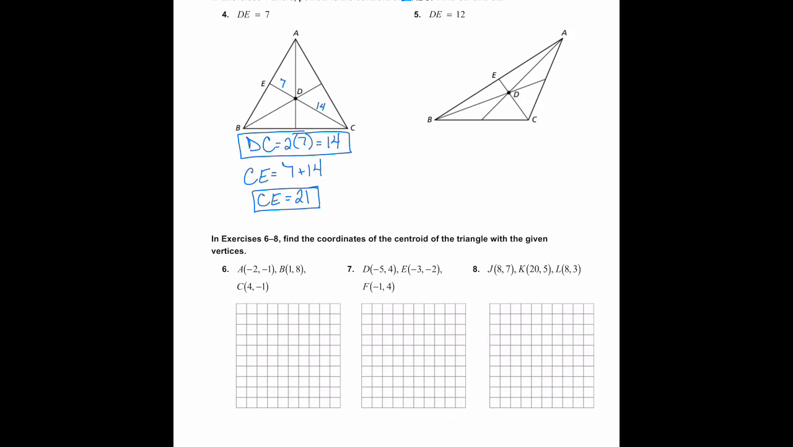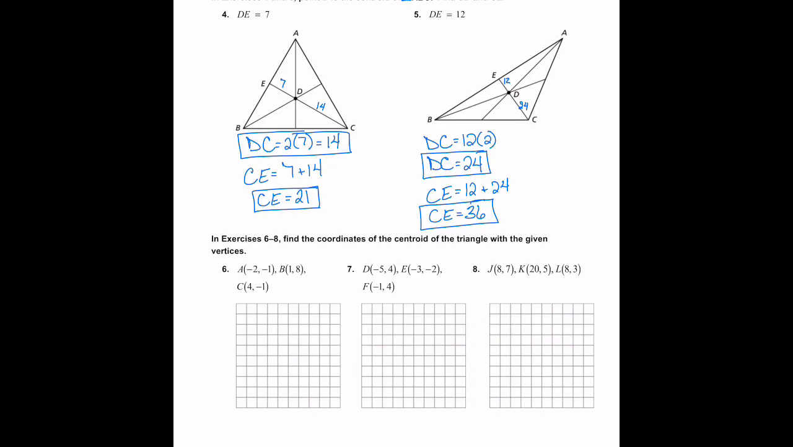You do different things depending on what you're given. Again, we are given the short part, DE is 12. To find DC, we have to multiply 12 times 2. So DC is equal to 24. In order to find CE, we must add the two parts together. When we add them together, we end up with 36 units for the total median.